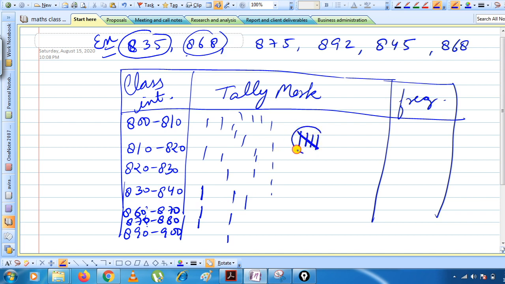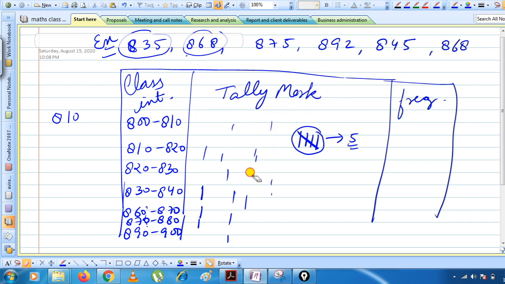That means it will show you that the count of tally marks here is becoming 5, right? Like this it will show. Okay, and after that, one more thing I want to tell you. Suppose you want to fill out 810, then 810 will come in which category?